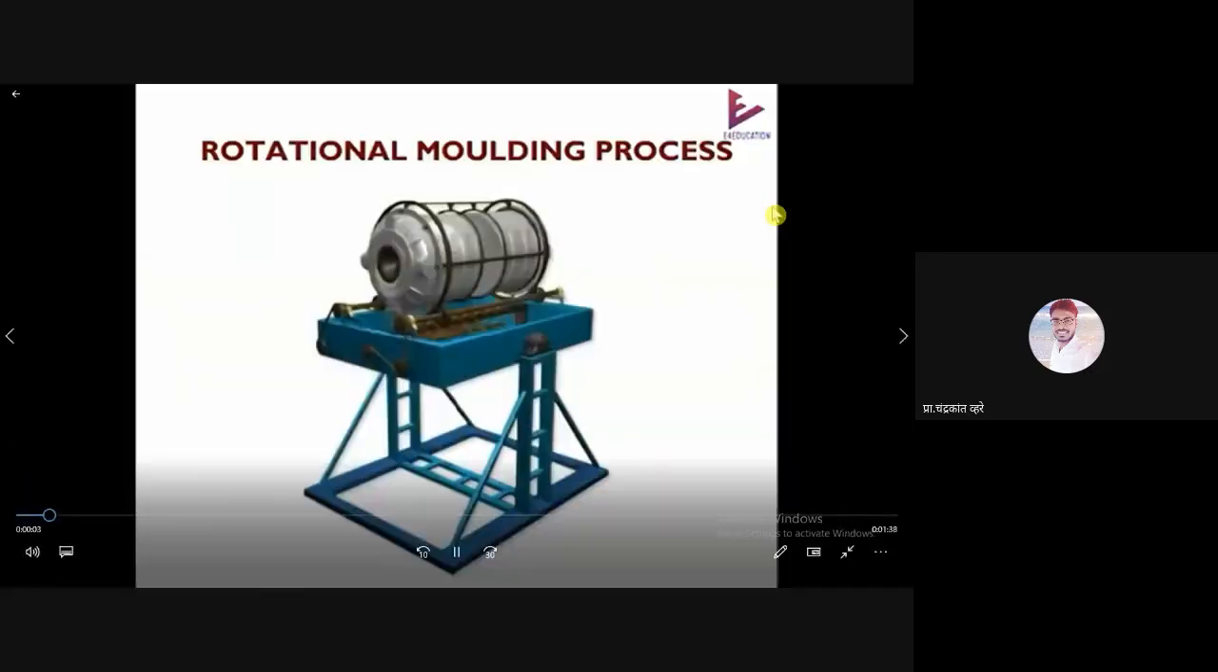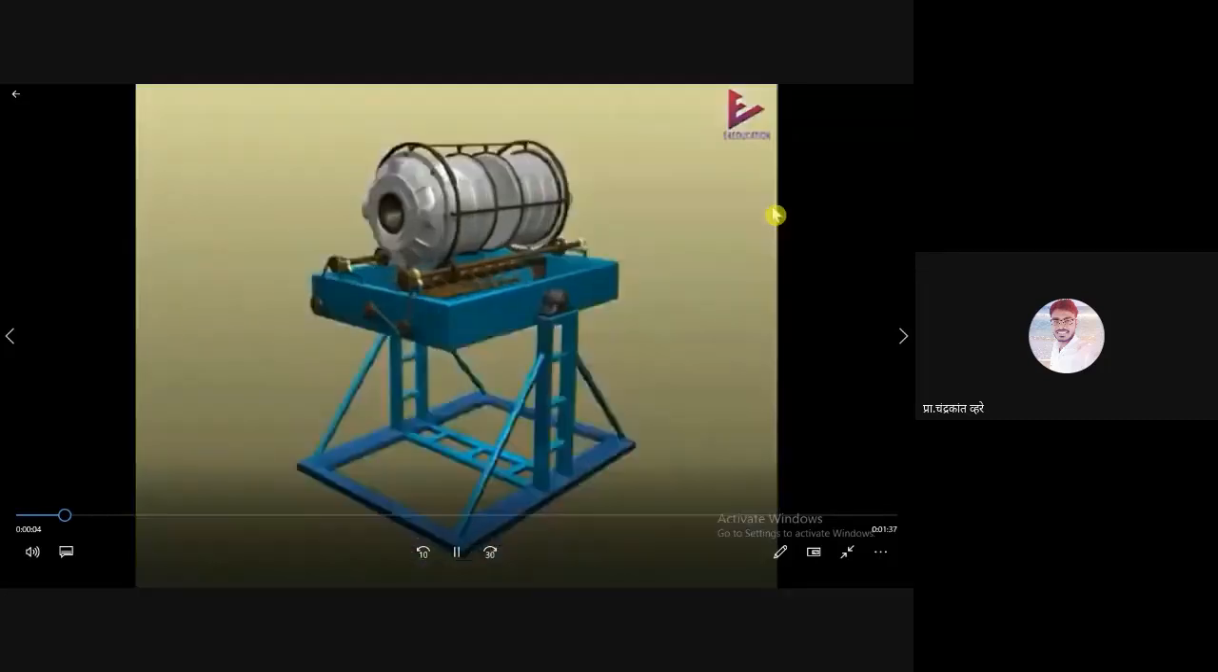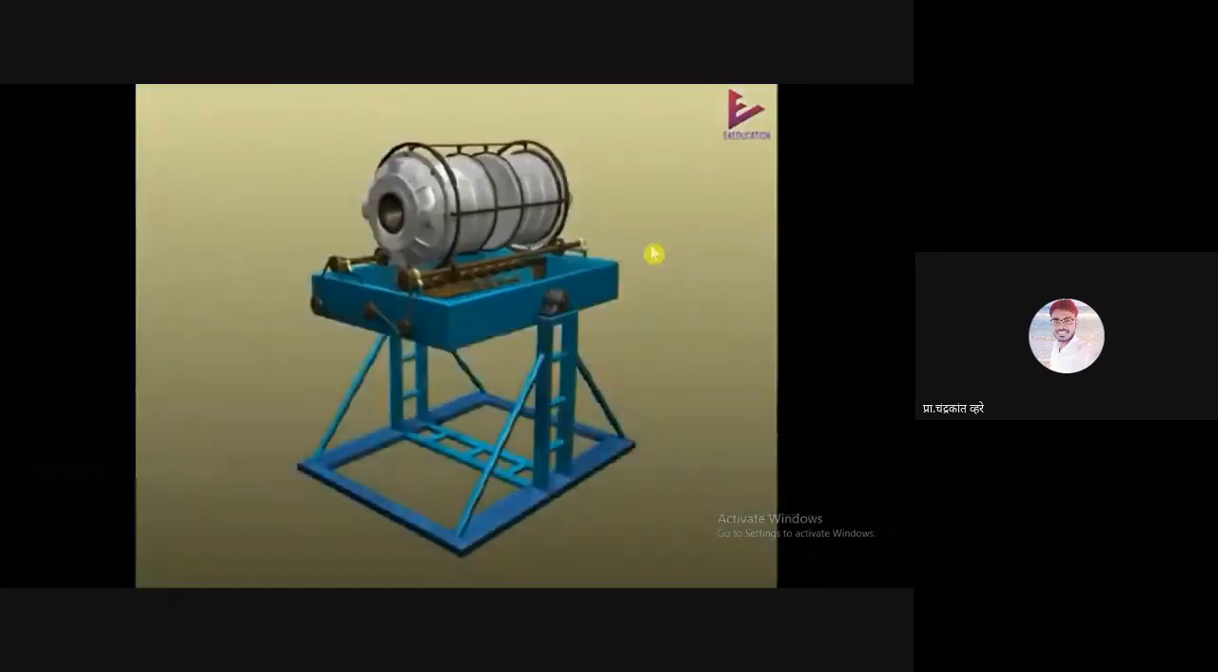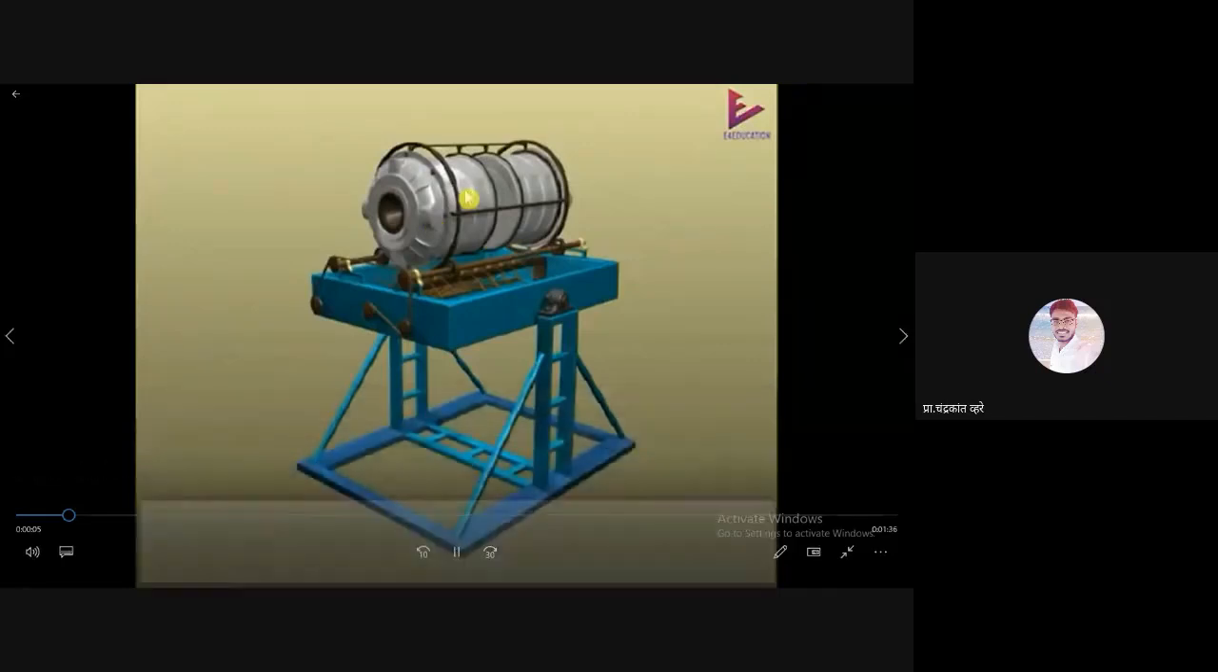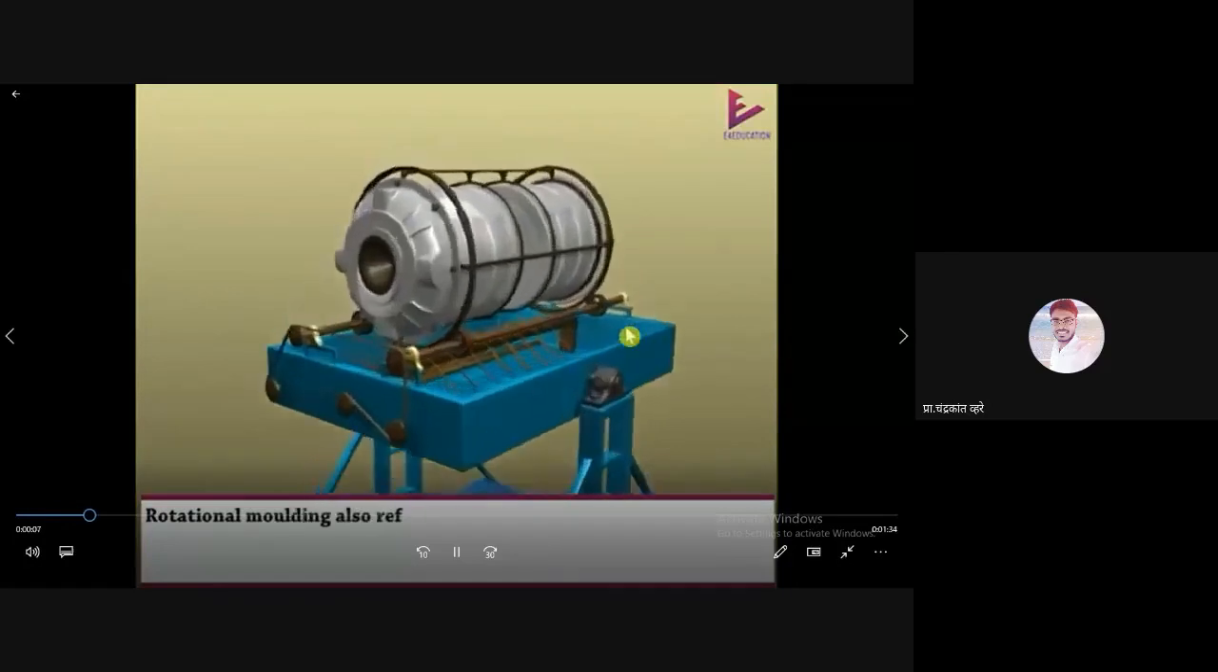So this is a rotational molding setup. This is a base structure. Here is a pillow bearing. These are the pillow bearings, and here there is also a bearing, and these are cylindrical barrels made from metals. Let's see one video.